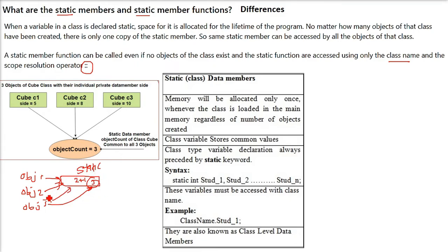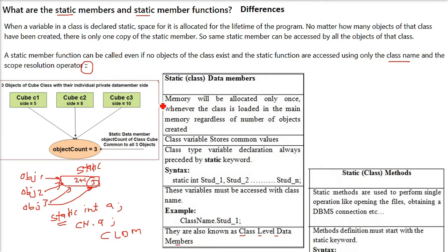This is a static data member. How do we write it? The normal way, like whatever you define, just put a static keyword in front of it. For example, you are saying integer A or integer B. When you are declaring integer A, you just prefix it with the static keyword. And this variable must be accessed with the class name. That is, you use the class name, then put a dot, and then you can call A: class name dot A. They are also called class level data members. So these are static data members.